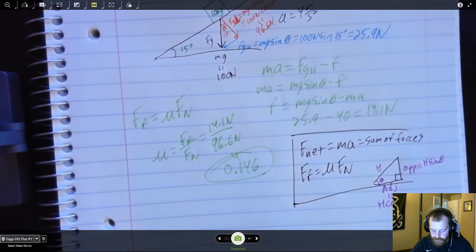Force of friction equals... I can't even... My phone's trying to autocorrect right now. It's very annoying.